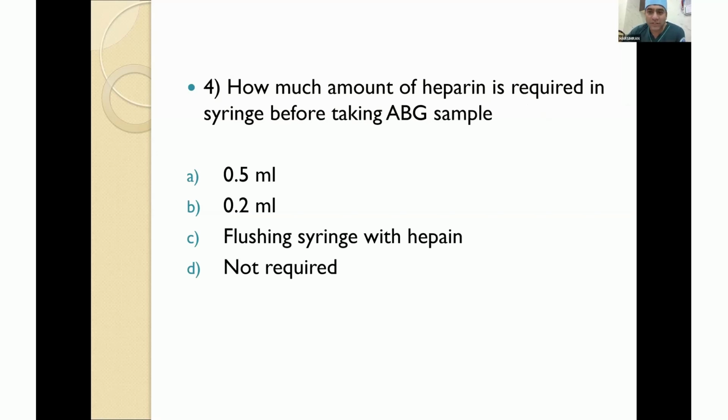Fourth: how much heparin is required in the syringe before taking an ABG sample? Options: A 0.5 ml, B 0.2 ml, C just flushing the syringe with heparin is all that is required, D heparin is not at all required. The answer would be C, flushing the syringe with heparin. It just covers the dead space, so it will be around 0.05 ml. Just flushing the syringe with heparin is more than adequate.